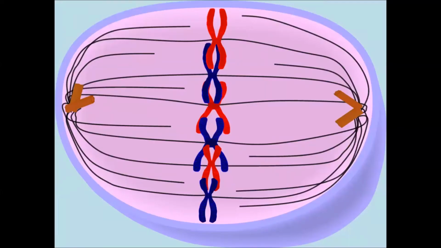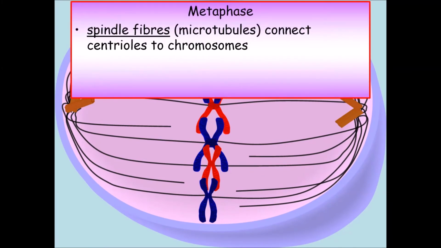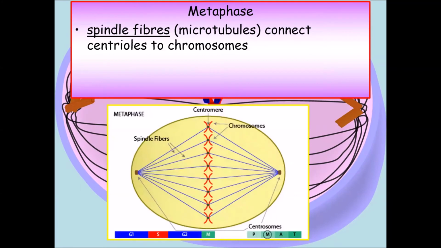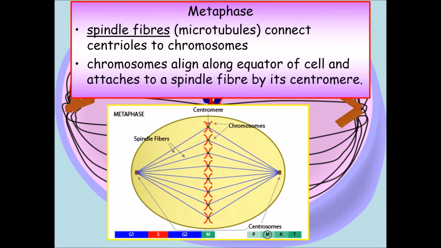I always remember it because the chromosomes are in the middle of the cell. What happens is the centrioles send out spindle fibers which hook onto the centromere of the chromosome. So the spindle fibers form and hook from the centrioles to the chromosomes, and they do so at the centromeres. What then happens is they will start to reel in the chromatids, but that happens in the next stage. Metaphase finishes with them lining up in the center, the spindle fibers attaching.